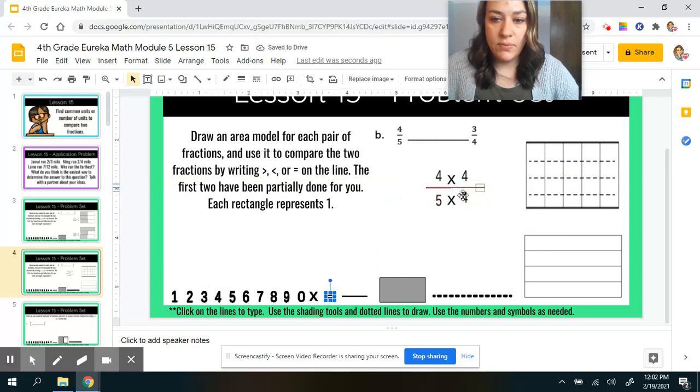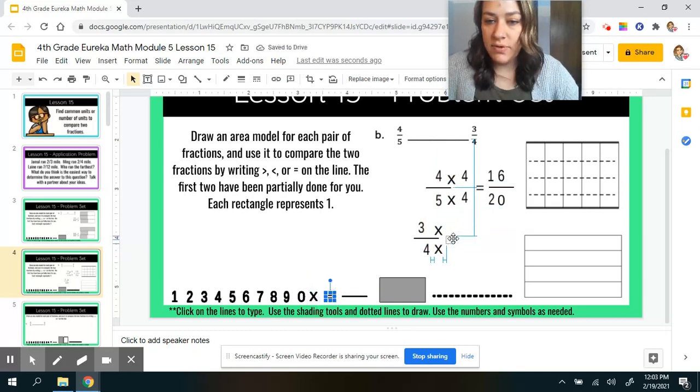So 4 times 4 is 16. 5 times 4 is 20. So 16/20ths is our new fraction there. So then we're also going to have to take our 3/4 and we're going to multiply it by 5. So 3/4 times 5.